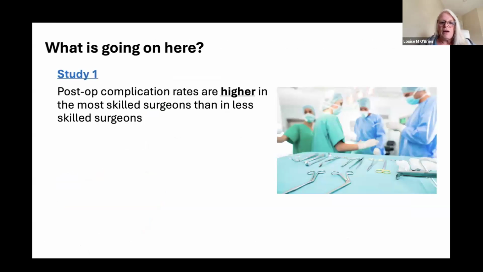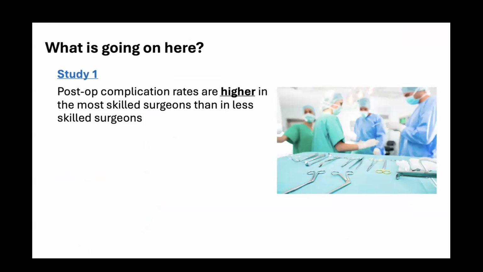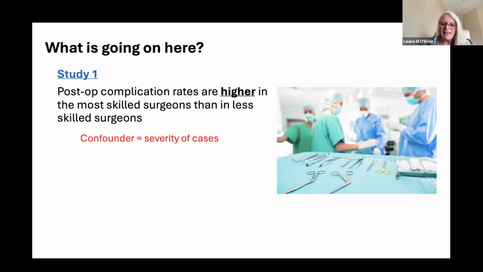So what about this? Here's a study. We have a post-op complication rate that's much higher with the most skilled surgeons than with less skilled surgeons. But let's think about a confounder. What could be confounding that relationship? Any ideas? The higher skilled surgeons are taking more complex cases. Exactly. They might be more severe, they might be more complex.